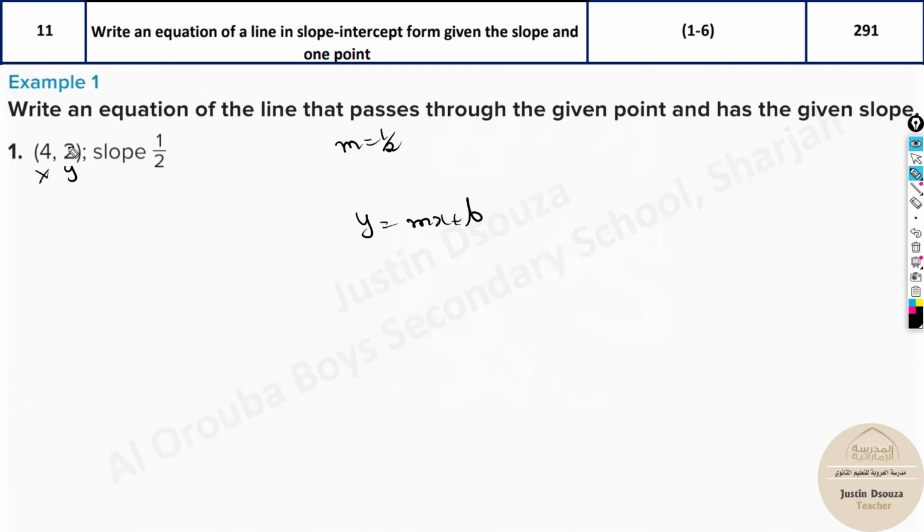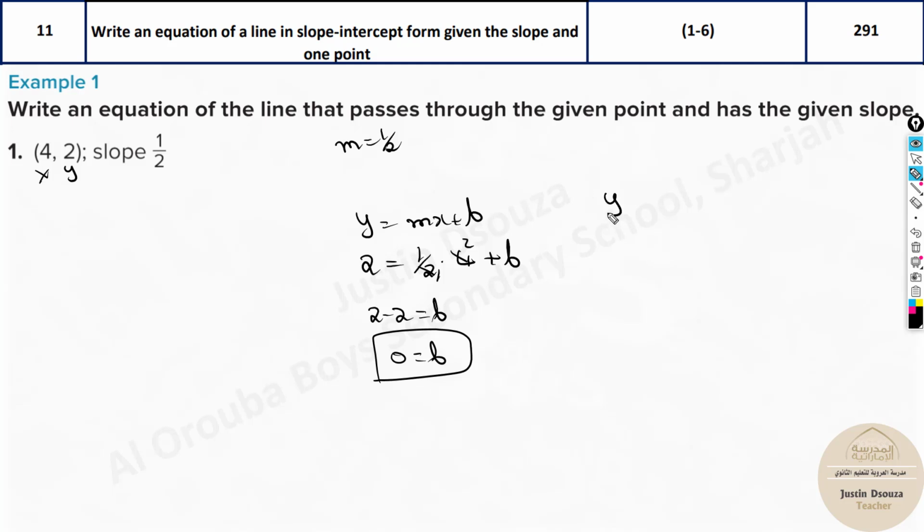Now, you have been given a point, so substitute the point over here. Instead of y, I will substitute 2, equals m, which is what? Half times, what is x? 4, plus b. Now solve this. It is 1 time, 2 times, and take the 2 to the other side. It will be 2 minus 2 equals b. That is 0 equals b. Now we found the b value.